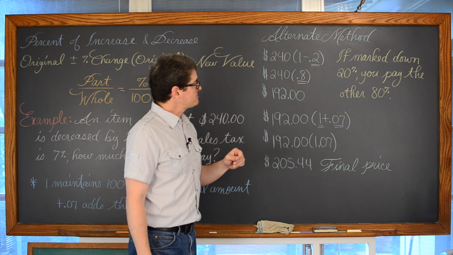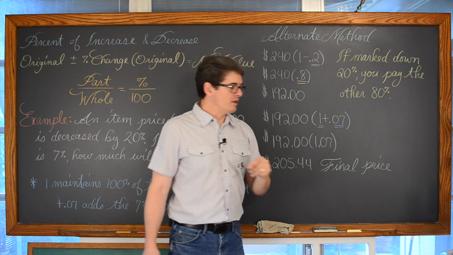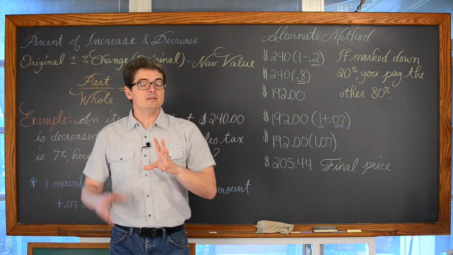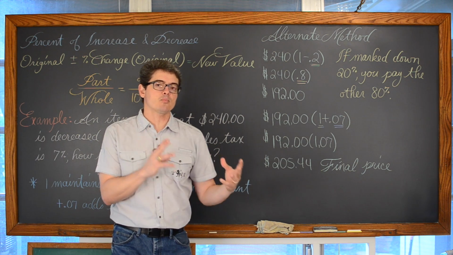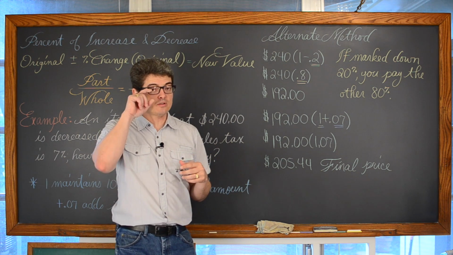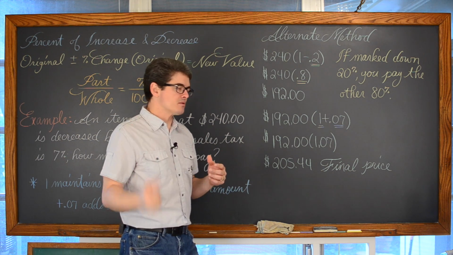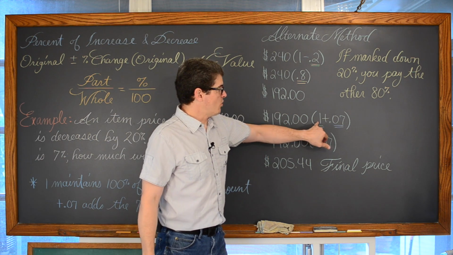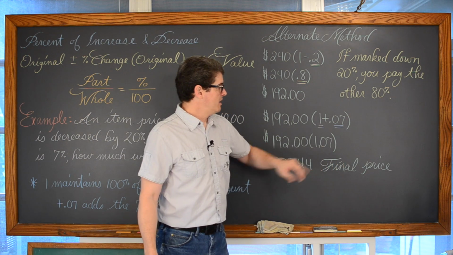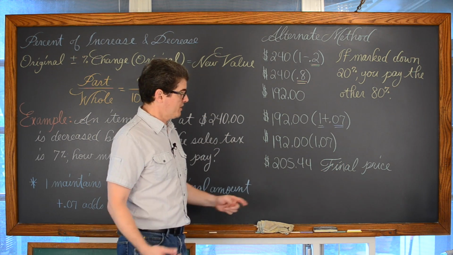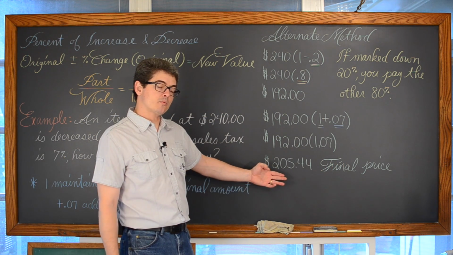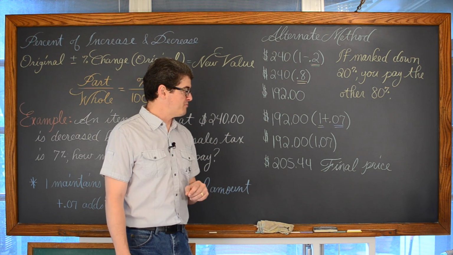And now, that 192, if I don't really need that tax value as a separate number, you do want it on your receipt. But if you just want the total bill and you want to get straight to the total bill, you can do 1 plus 0.07 and thus multiply by 1.07, and you get right to that final answer that we got before of 205.44.